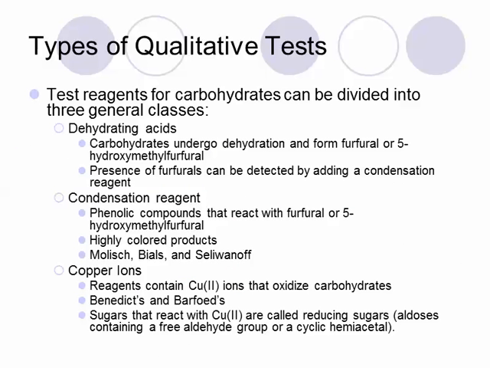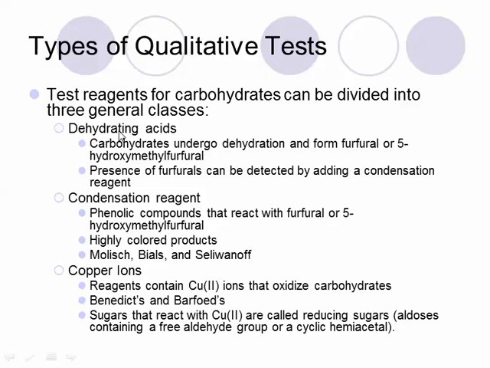So let's take a look at what we're talking about here. First, we need to talk about the types of qualitative tests that we have, and they're broken down into 3 major classes. The first class is the dehydrating reactions, the second class is the condensation reactions, and in the third class we basically have copper reactions. So these are the 3 types of reactions that we're going to be dealing with in qualitative analysis and in your laboratory.